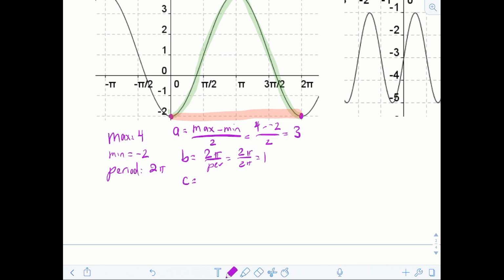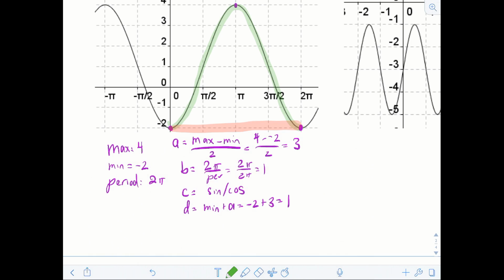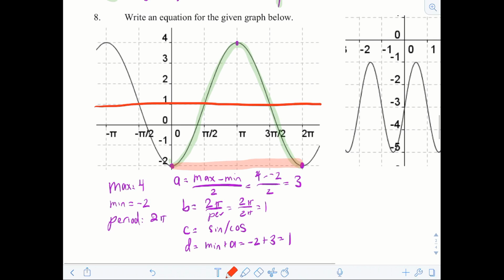Then the C value, depending on which equation you use, whether it be sine or cosine, that is going to change. So I'm going to table that for the time being. And then my D value is going to be the minimum plus the A value. So the minimum, which is -2, plus 3, which gives me 1. Now, just to take a look at what that means, in this problem, it means that this is the midline, or also known as the equilibrium. So if I draw that line in there, I can see that if I go 3 units up or 3 units down, I end up getting to either the max or the min.